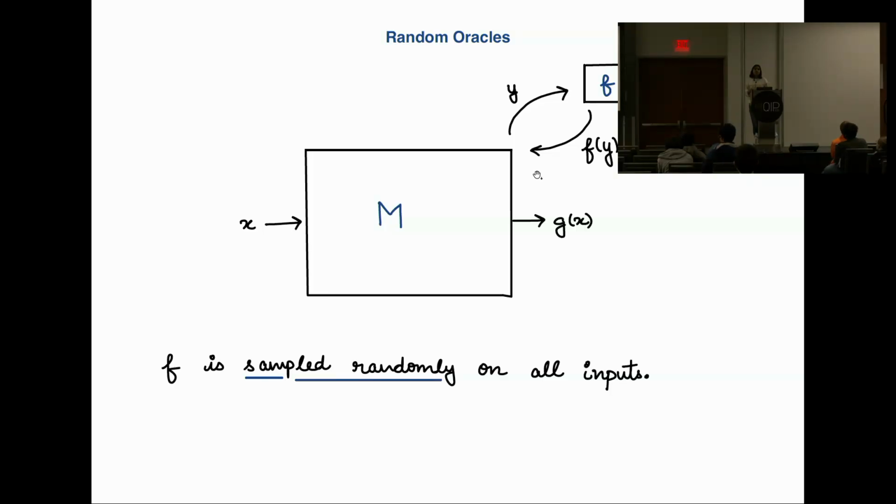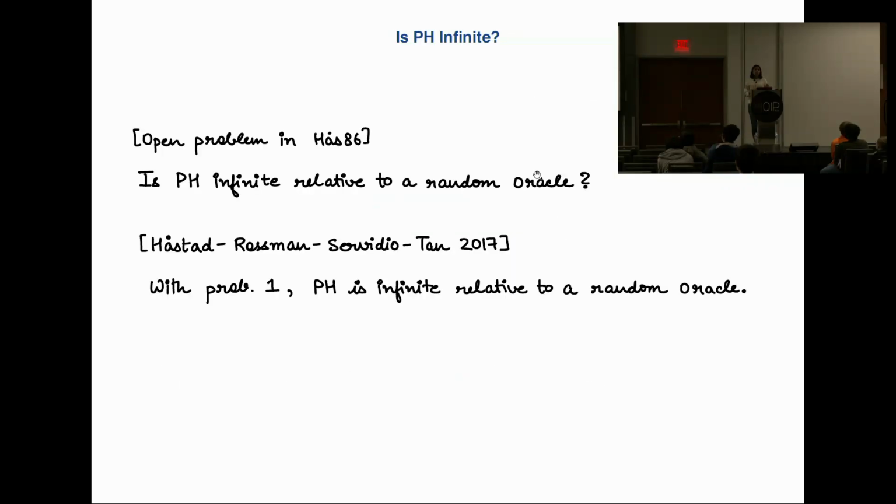So now in the random oracle model, can we show that PH is infinite? This was an open problem in Johan Håstad's work from 1986. And it was resolved relatively recently in 2017 by Håstad, Rossman, Servedio, and Tan, who showed that with probability 1, PH is infinite relative to a random oracle. So with probability 1 relative to a random oracle, for every level i, there is something that the (i+1)th level of PH can do that the ith level of PH cannot do. So this is all I wanted to talk about for oracle separations for PH. And now I'll talk about the quantum classical variant.